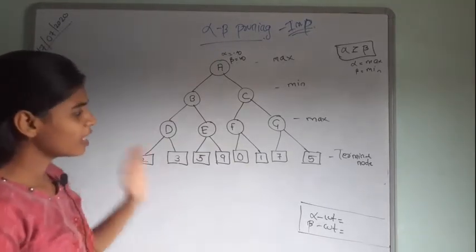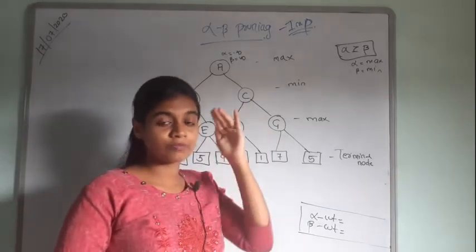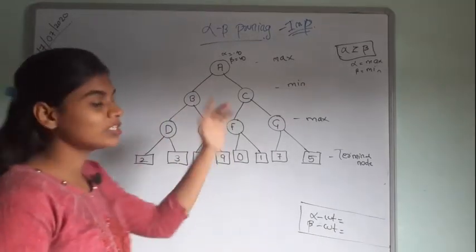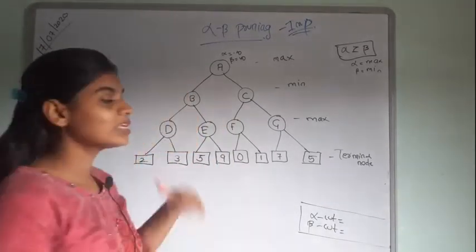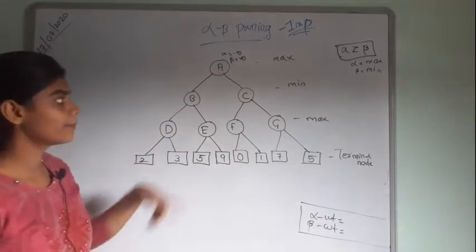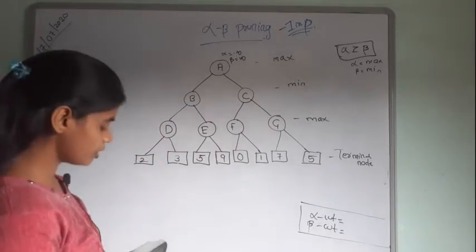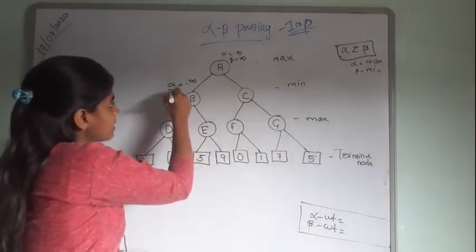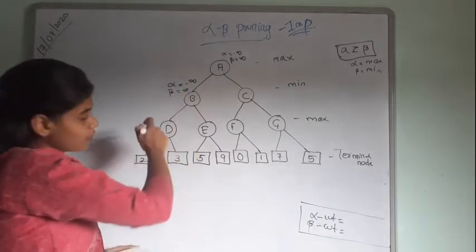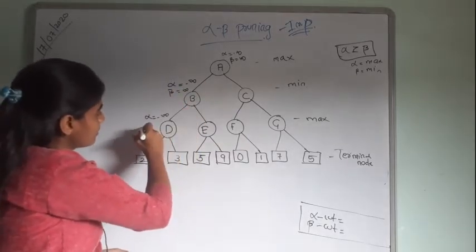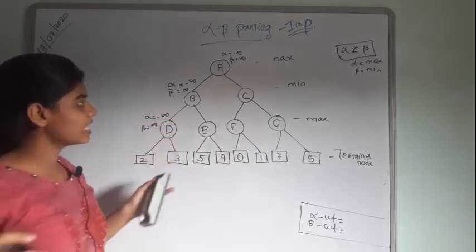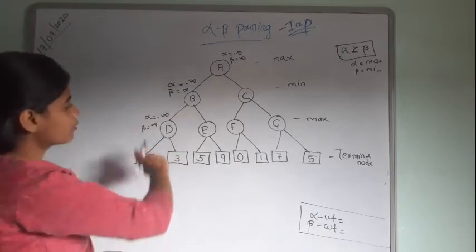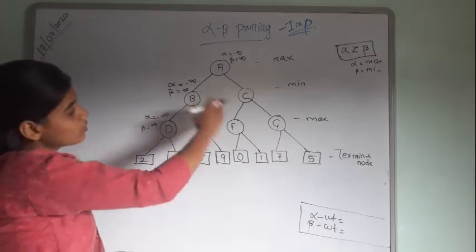As I have told you before with DFS and BFS, you must explore the graph from left to right. So here I will go from left to right. For the left, B is in the left direction. So we put alpha as minus infinity and beta as infinity. In the same way going down, alpha is minus infinity and beta is infinity. Then after getting the numbers, these values will change as we go further.